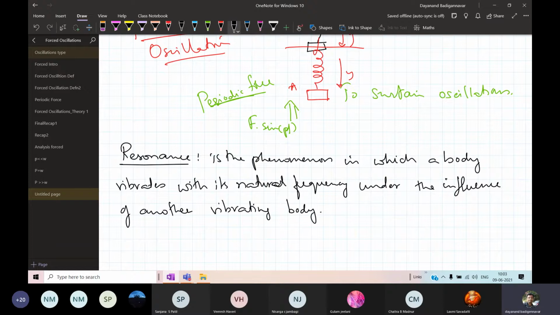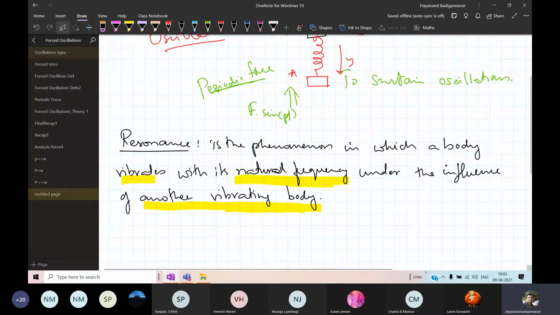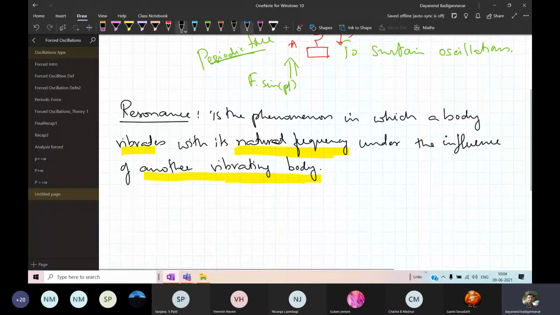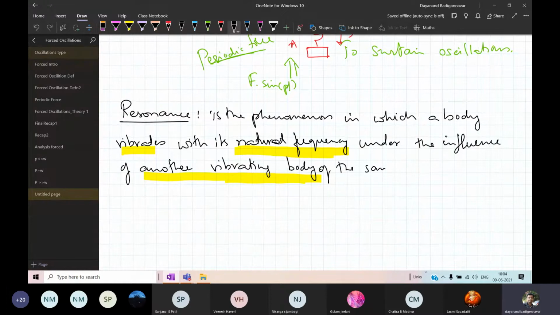Now understand this. What is resonance? Resonance is a phenomenon in which a body vibrates or oscillates with its natural frequency under the influence of another vibrating body, provided the other vibrating body has the same frequency. This is called resonance. I will explain it.